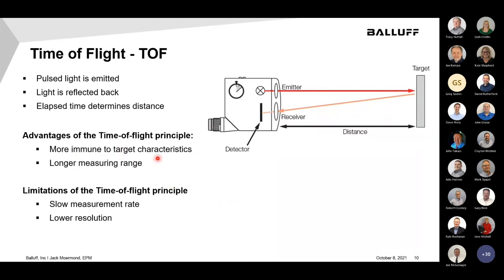These are more immune to target characteristics. They still can affect it. If you have dark objects like tires, for instance, sometimes you might not get the distance that you want out of them. And it has longer range. So our 20-meter version is going to be the longer range. It's going to use time of flight. Typically, they're a little bit slower on the measurement rate, and also they have lower resolution than what the triangulations have.